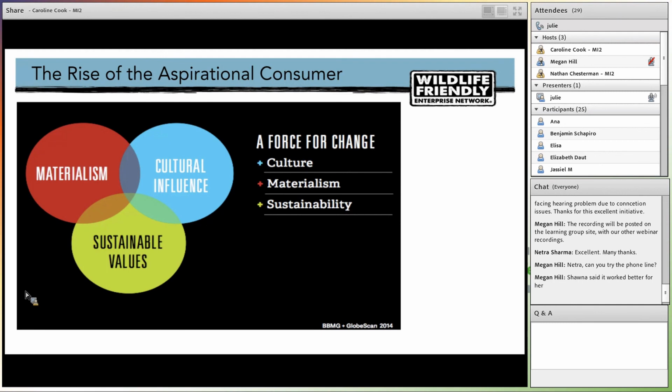So BBMG has defined what they call aspirational consumers. These are consumers who are interested in the stories behind products, and they sit at this important intersection that you see on this slide. They share things that they love with their friends and family. They buy a lot, and they care about sustainability. And these aspirationals are represented across every age, culture, geography, and income. They are, I believe, in essence, wildlife-friendly conservation enterprise influencers in the making. Next, please.